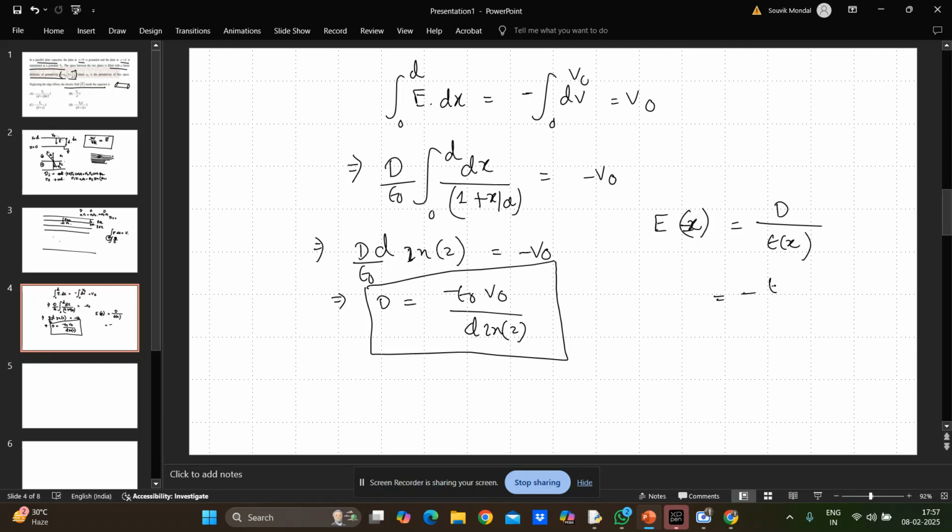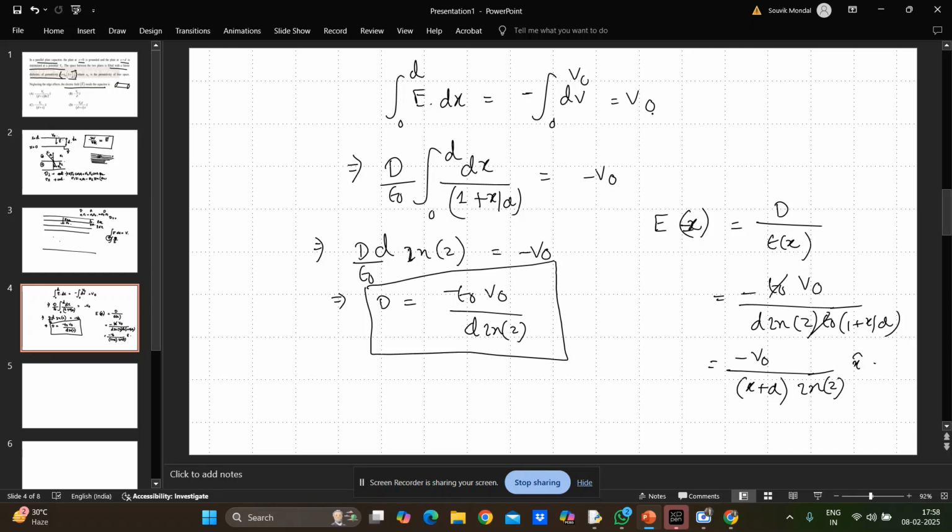Now you know what is the value of D. So epsilon naught V naught by d log 2 divided by epsilon naught into 1 plus x by d. So cancel epsilon naught. You will simply get V naught by (x plus d) into log 2. So this is the answer.